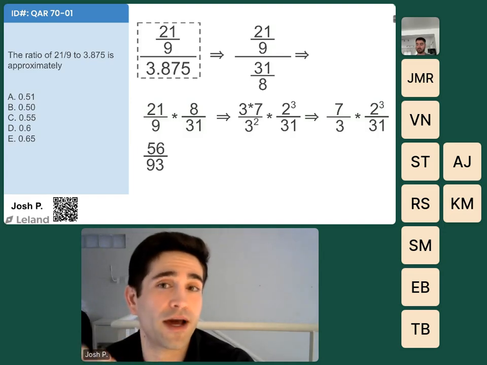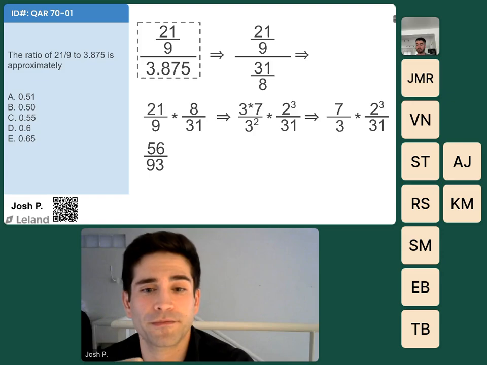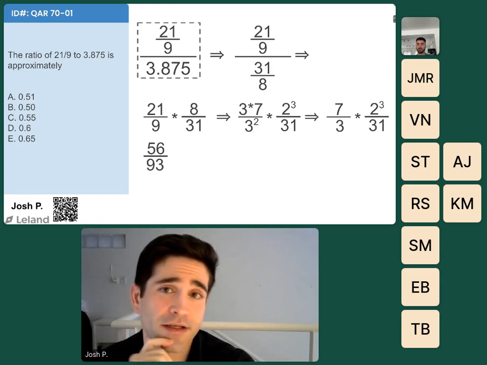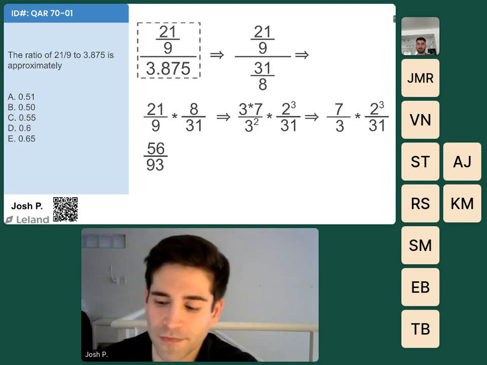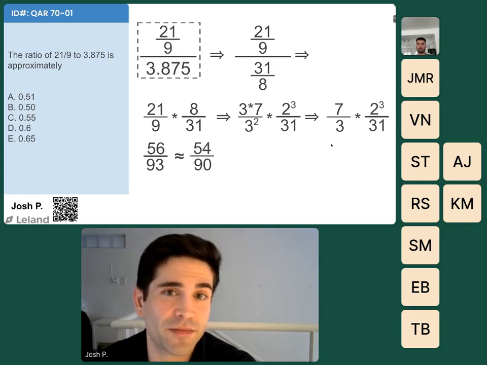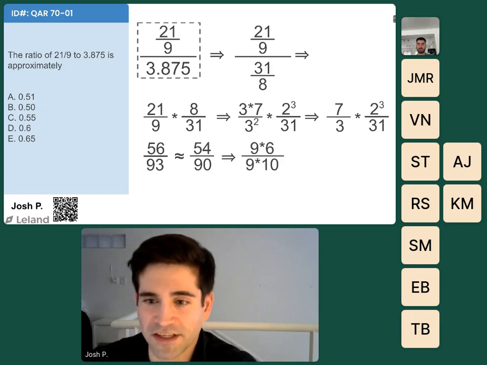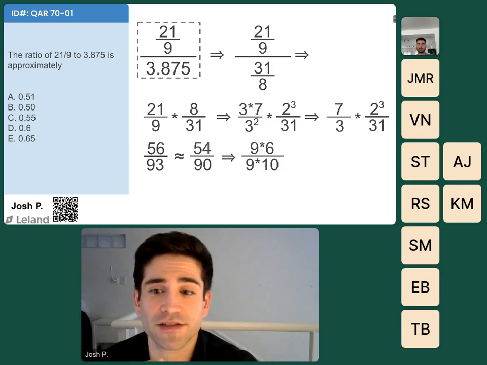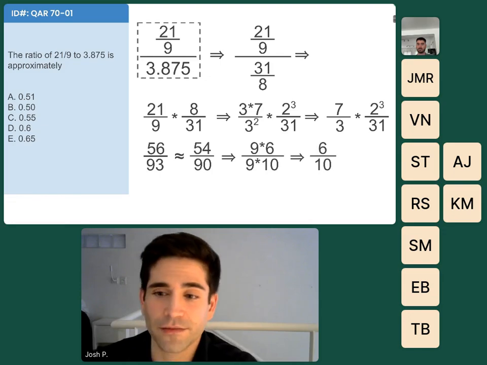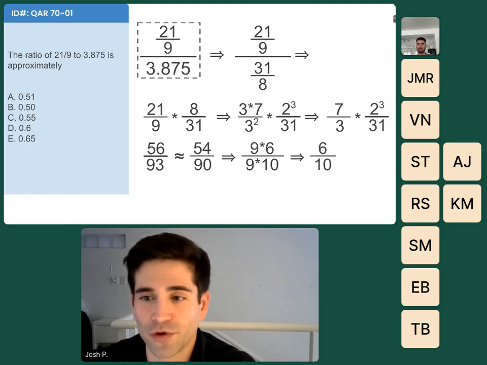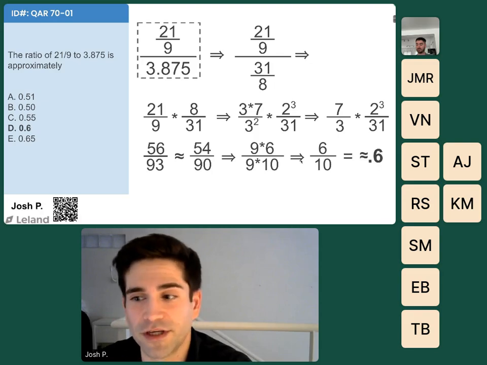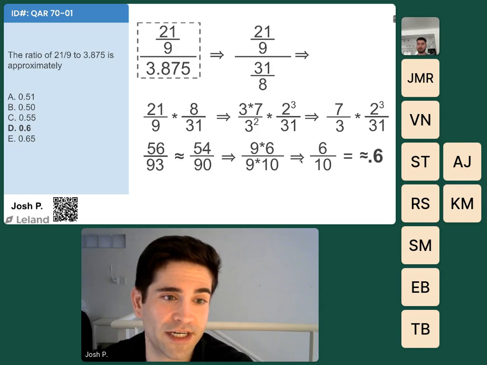Now, the question is asking us for an approximation. Therefore, we could round this fraction in an intelligent manner so that our division is simpler. This is approximately 54/90, which is equivalent to 9 times 6 divided by 9 times 10. We cancel out the 9 on top and bottom, and we're left with 6/10, which is approximately 0.6. That is our answer, D.